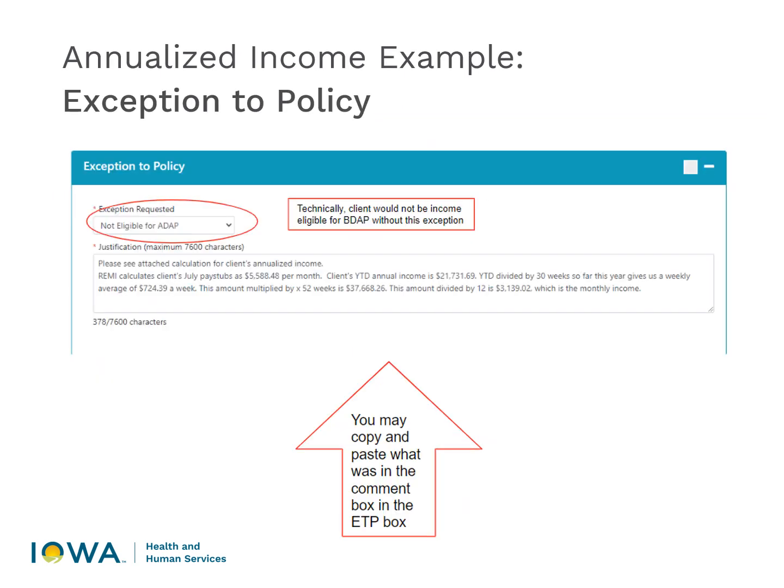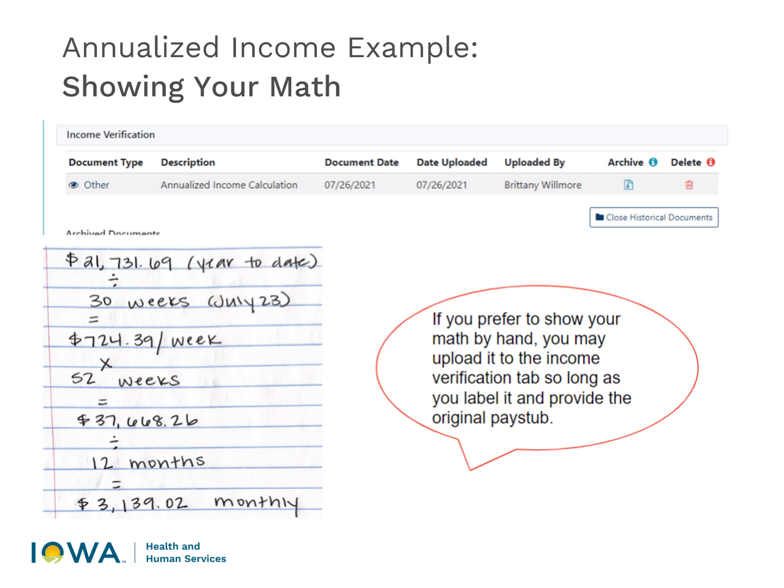When you select the exception to policy box, it will generate a subform titled exception to policy. In this example, you would use the exception requested, not eligible for BDAP, because technically the client would not be income eligible for BDAP without this exception. And again, all we have said is please see the attached calculation for client's annualized income, and you can simply copy and paste what you put in the comment box of the core section here. If you prefer to show your math by hand, you may upload it into the income verification tab, so long as you label it and provide the original pay stub.